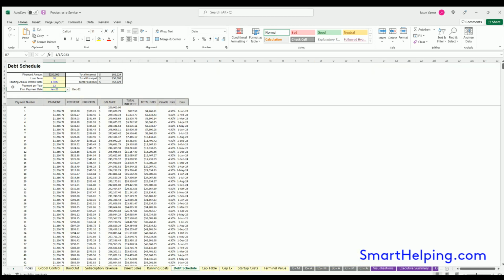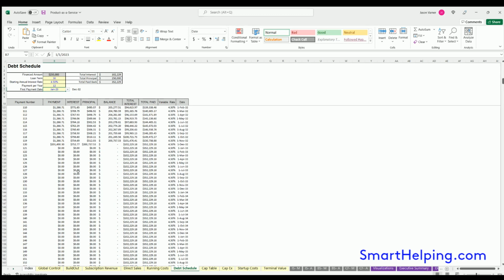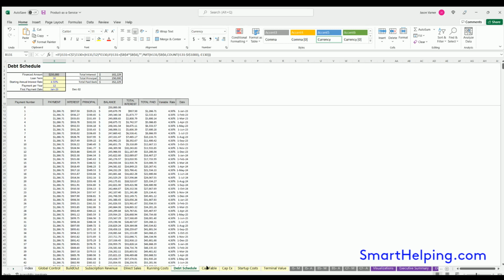Debt schedule, this is just a regular amortization based on any debt used to fund any of the startup costs. You can define the terms here and the start month, and that's just a regular schedule. And if you do decide to include terminal value, any debt remaining at the end of the forecasted period will be repaid, and that will reflect in cash flow.